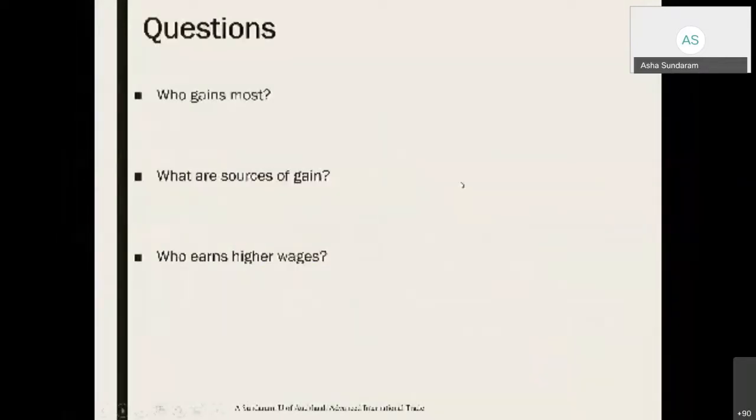Okay? What are the sources of gain? Well, the sources of gain are, it's all comparative advantage. So comparative advantage, and labor is the only factor of production here. So this is not a great model to talk about distributional issues, but essentially everyone gains. Labor is the only factor, so labor gains, and the source of gain is comparative advantage coming from technological differences.